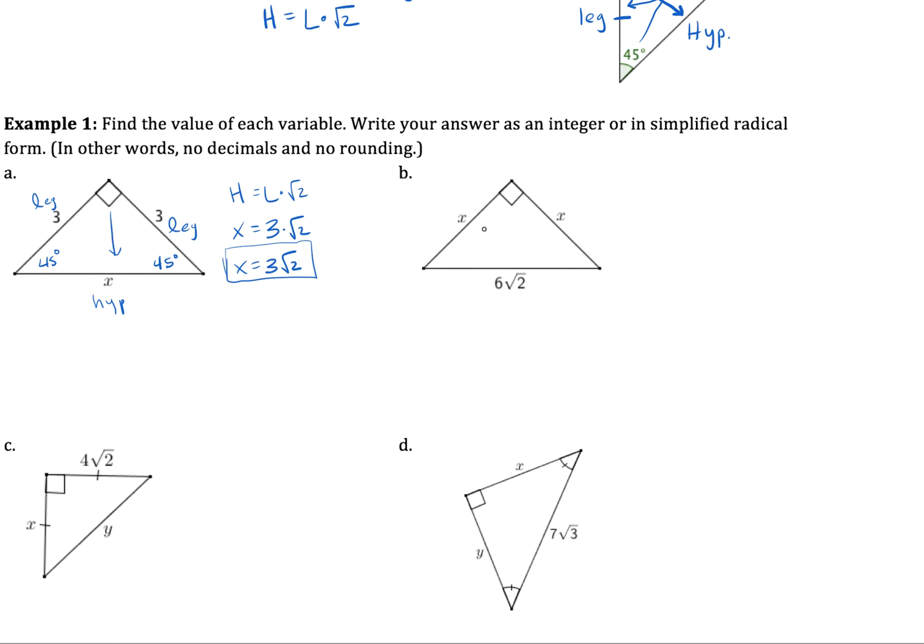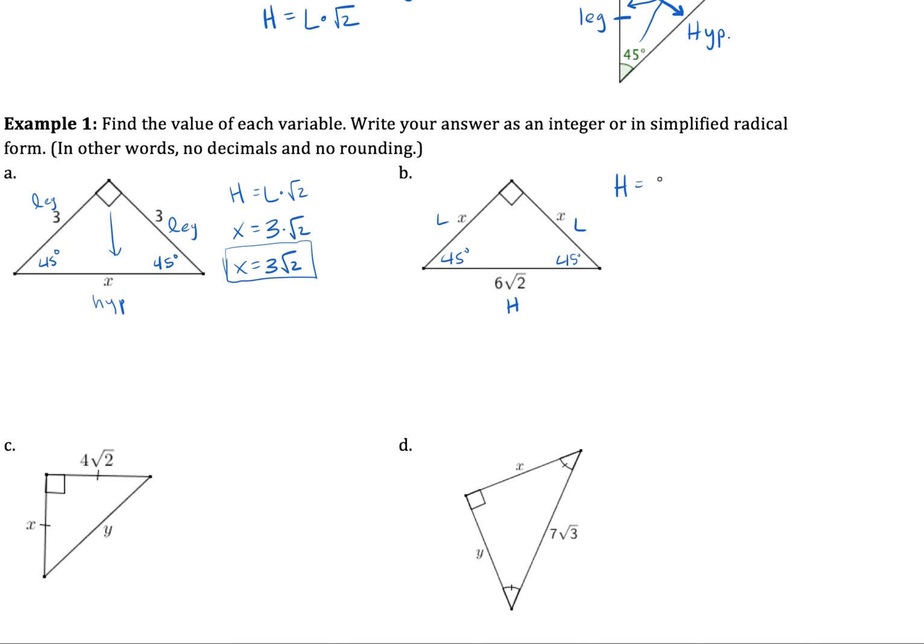In part B, again, I have a 45, 45, 90. I know that because it's a right triangle where two of the sides are the same. So these two angles are 45 degrees. And I know that this is my hypotenuse, and that this is a leg, and that this is a leg.